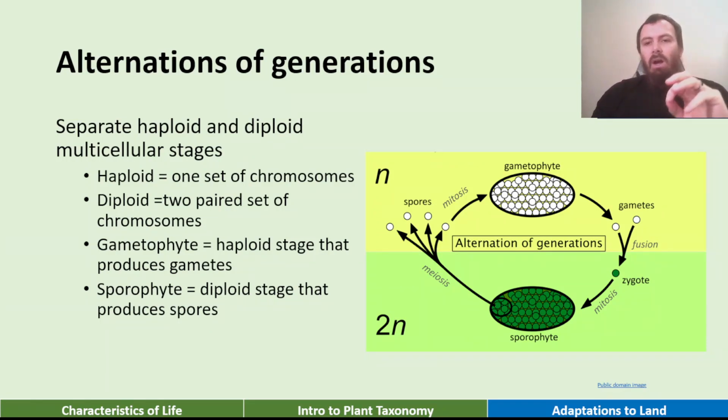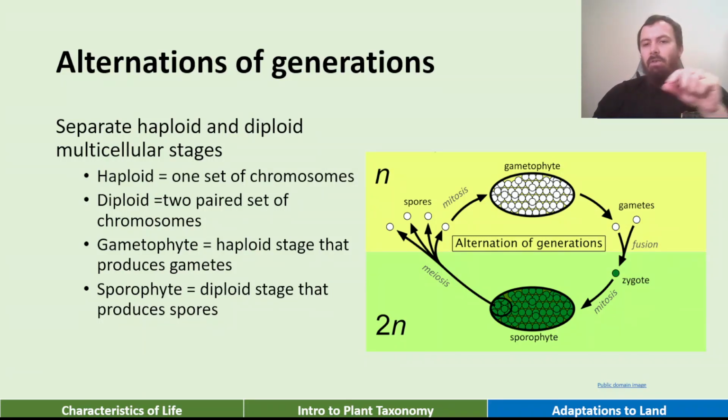And it's going to be even more odd when we get to how this works in angiosperms and gymnosperms, which have kind of made these into a more complicated system. So when we're talking about haploid, we're talking about one set of chromosomes. For example, humans are diploid. We have two sets of chromosomes. We get one set from our mom and one set from our dad. That means we have two sets, we are diploid.